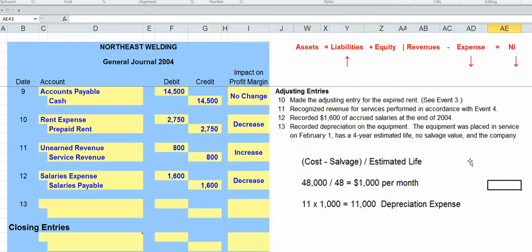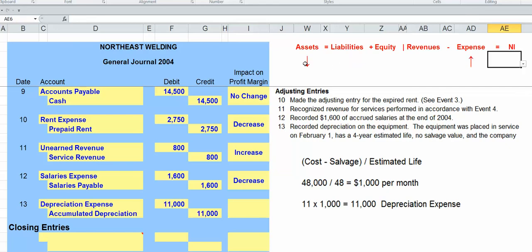Finally, transaction 13, we record depreciation on our equipment that was placed in service on February 1. This is a 4-year estimated life and no salvage value, and the company uses straight line depreciation. So our $48,000 cost minus salvage of 0 means $48,000 divided by 4 years or 48 months is $1,000 per month. We had our equipment in service for 11 months during the year, February 1 through December 31st, so we'll record $11,000 in depreciation expense.